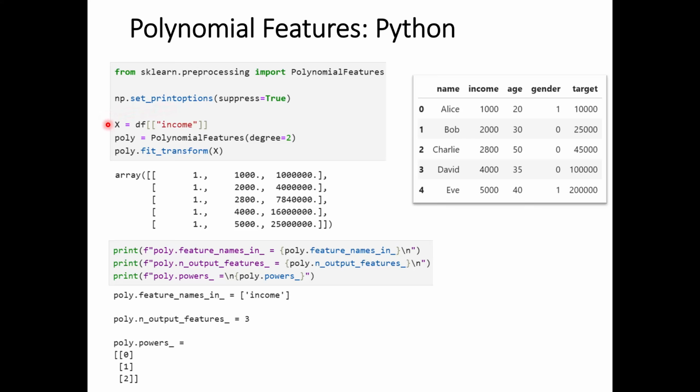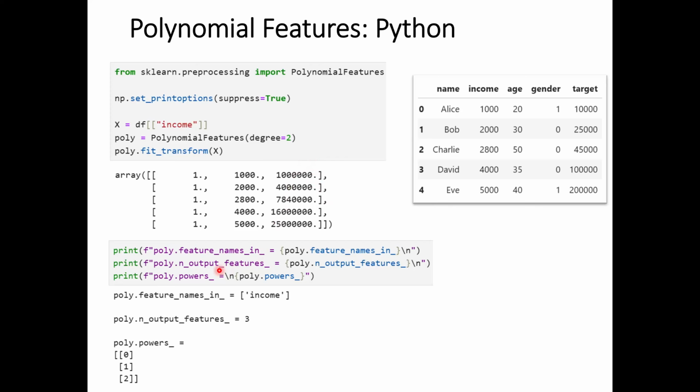Let x be the income column. We will create the poly object of the PolynomialFeatures class with the polynomial degree set to 2. Then we apply poly to x. As a result, we will get a matrix with 3 features: a column of ones, the 0-degree term, the original feature, 1st-degree term, and the squared feature, 2nd-degree term.